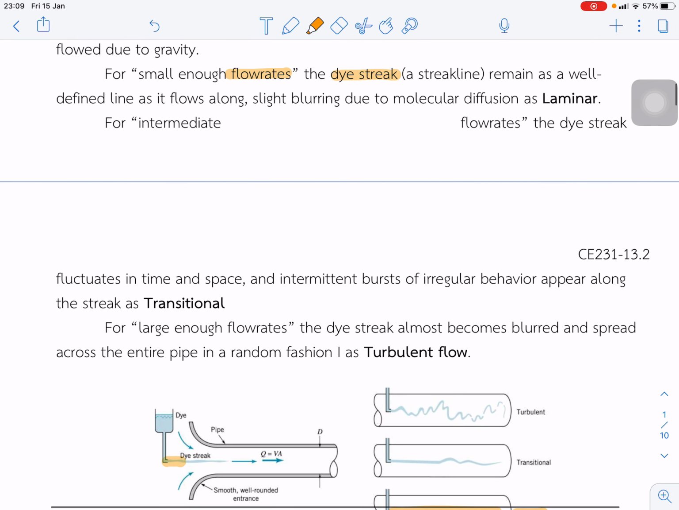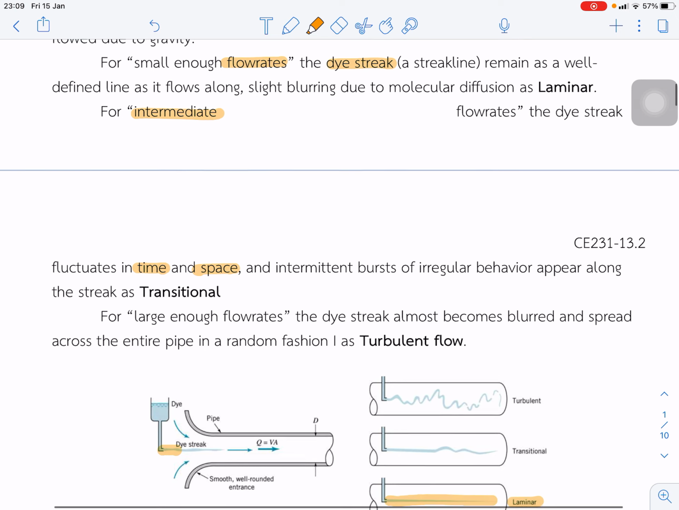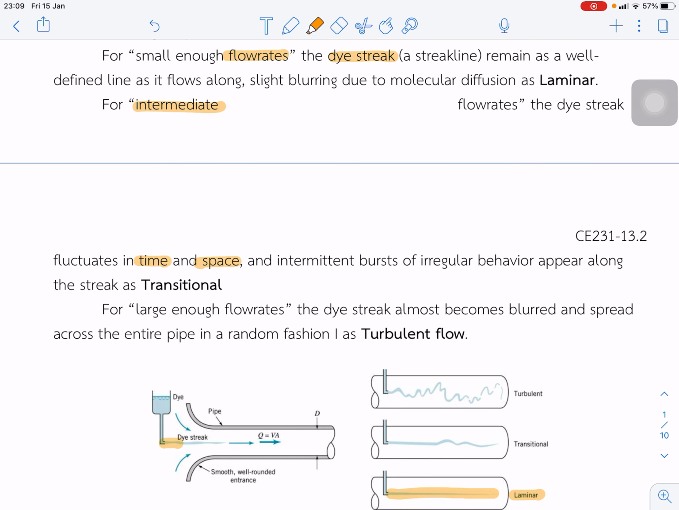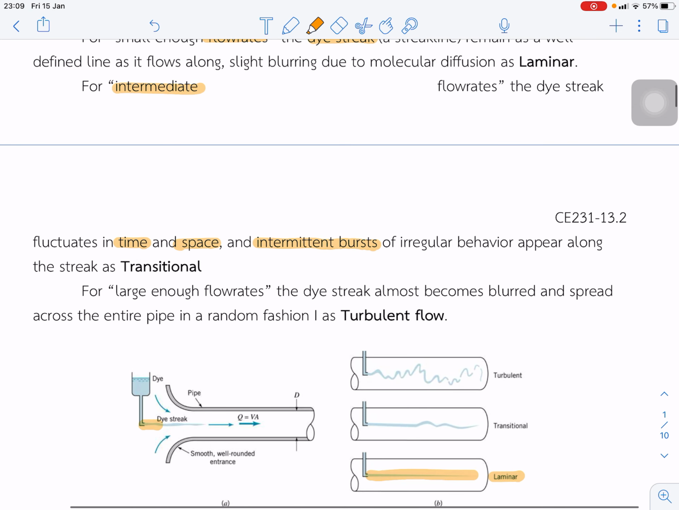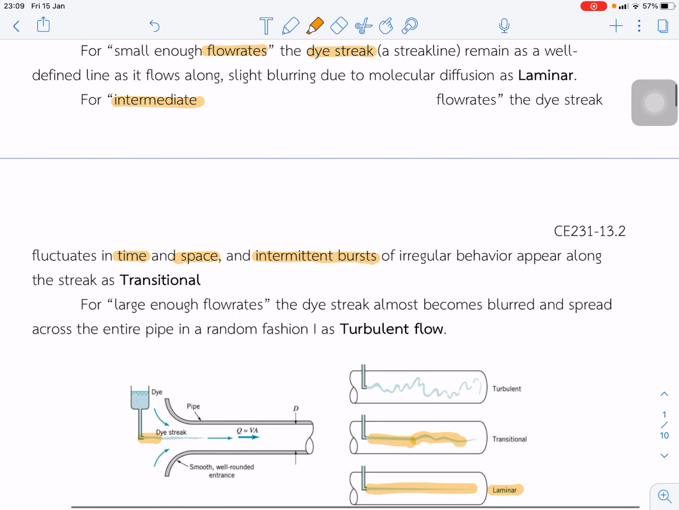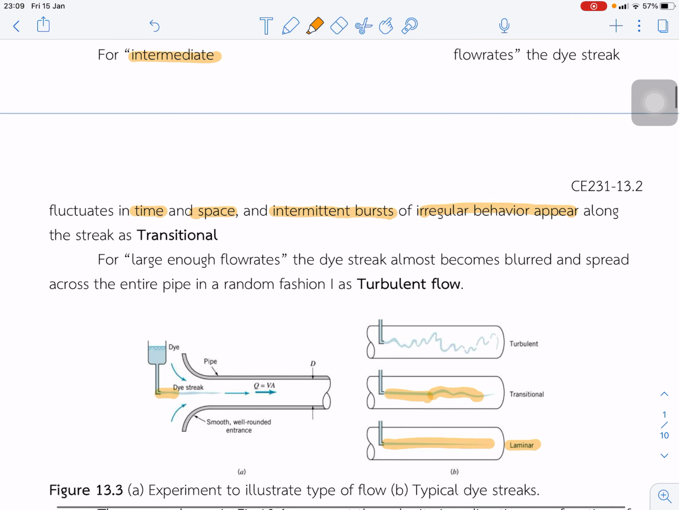And for the intermediate flow rate, the dye streak fluctuates in time and space, and we call that intermittent bursts. We can see some intermittent bursts. It's not a smooth line, and irregular behavior appears along the streak. We call this a transition.